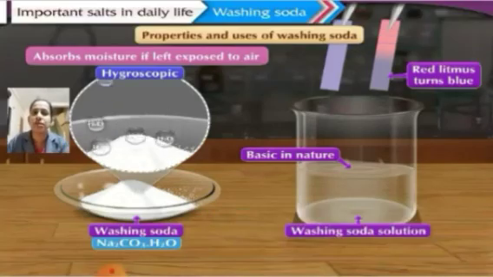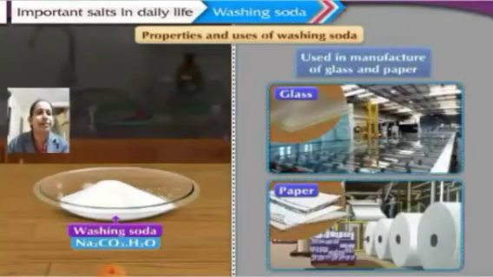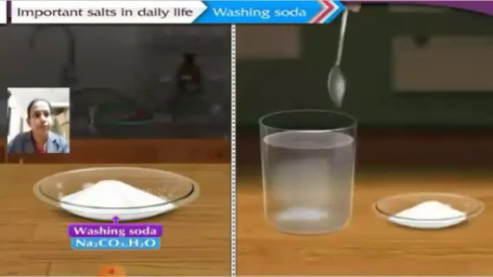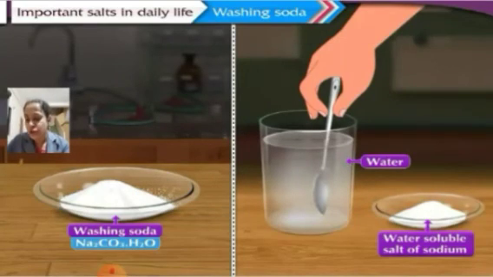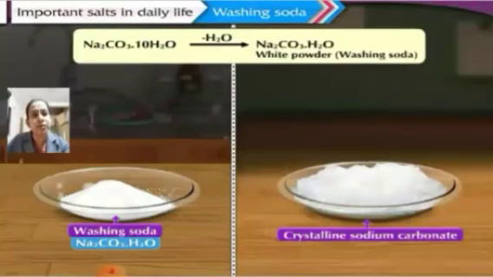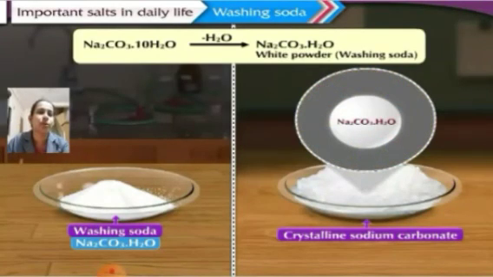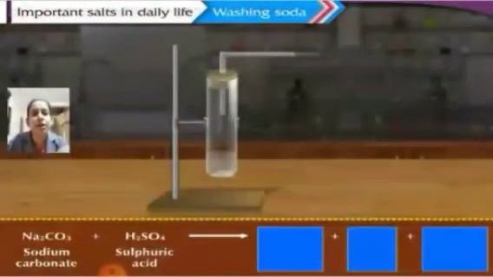Now where is it used? It is mostly used for washing of clothes. Sodium carbonate is also used in the manufacture of glass and paper industry, and also in the refining of petrol. Sodium carbonate, that is washing soda, is a water soluble salt of sodium. Crystalline sodium carbonate, on keeping, loses its water of crystallization readily, and white powder is obtained. You can see that the water of crystallization was lost, and therefore it becomes white in color. This powder which is now obtained is also called washing soda.